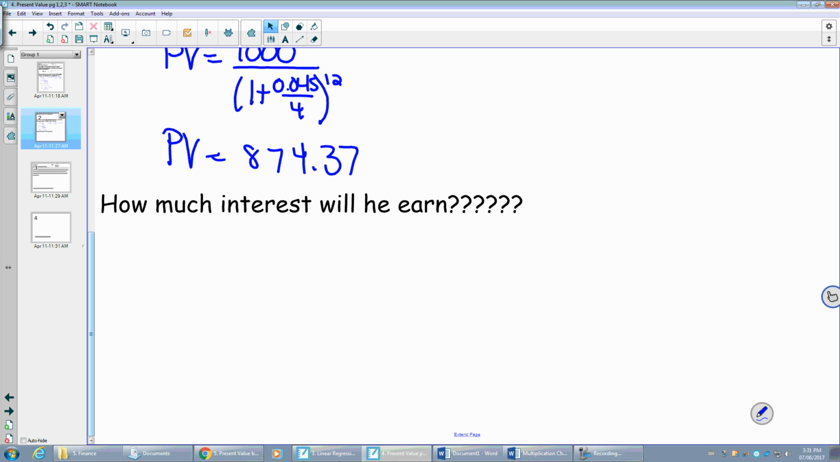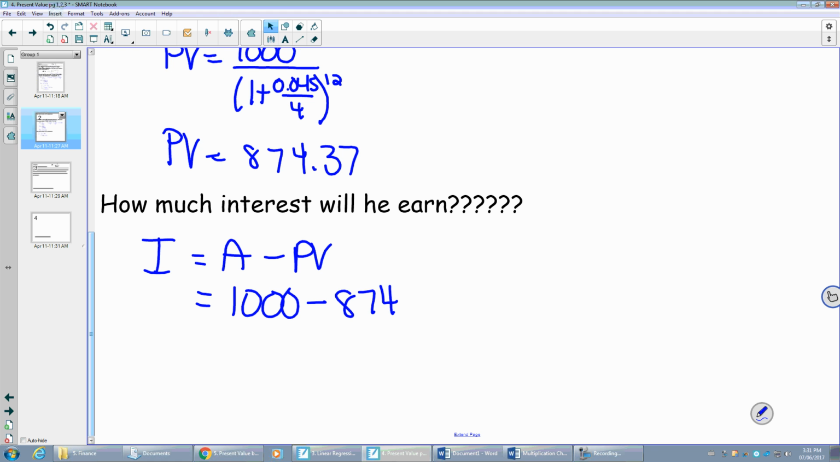Okay, how much interest will he earn? So again, here, interest is equal to your amount minus your present value. So our amount here was 1,000, subtract $874.37. So how much money are you earning in interest if you invest it for that length? And we have here that you will earn $125.63.